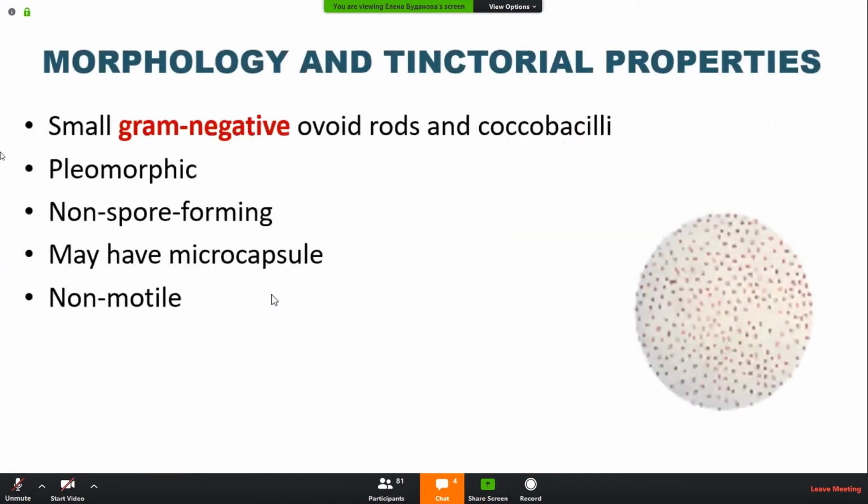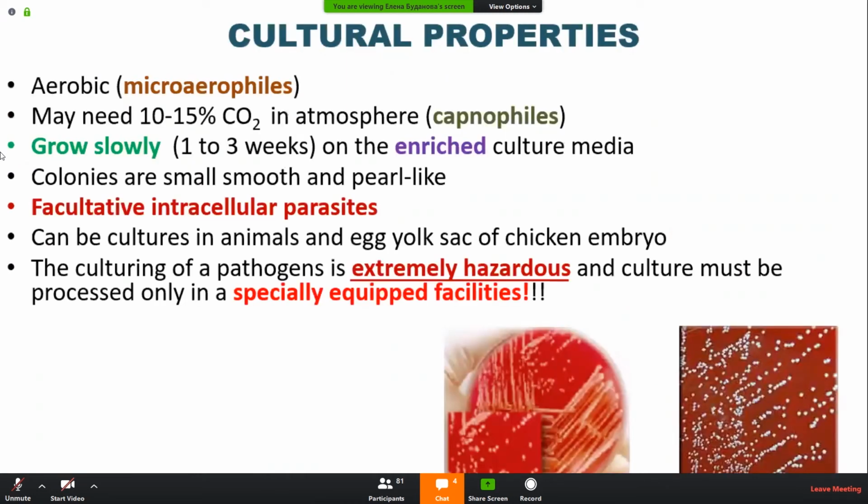So they're pleomorphic. It means they may form cocci or bacilli. They're non-spore forming, may possess microcapsule, non-motile, like Francisella discussed before. Aerobic microaerophiles, some of them require CO2 in atmosphere. Brucella abortus requires CO2, and it belongs to capnophiles. Differentiation of species of Brucella is based partially on the requirement of bacteria for CO2 in atmosphere.